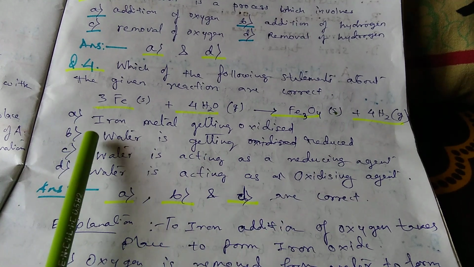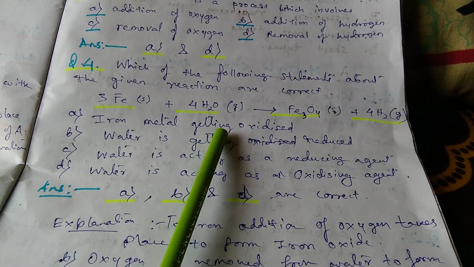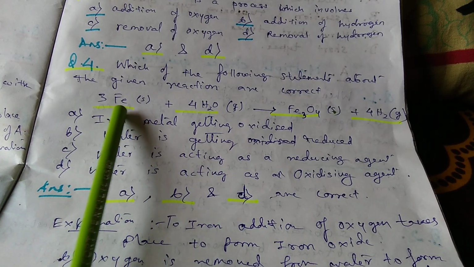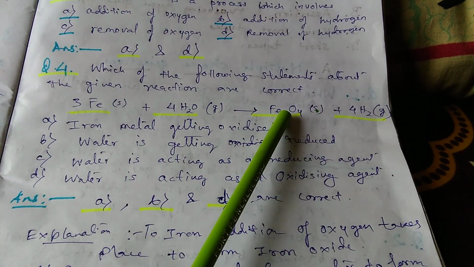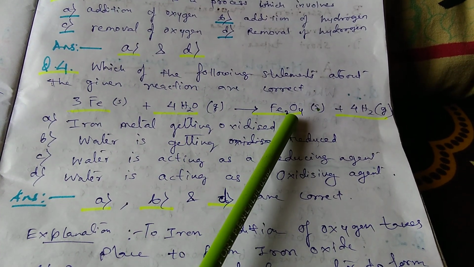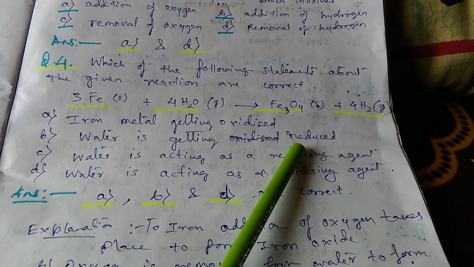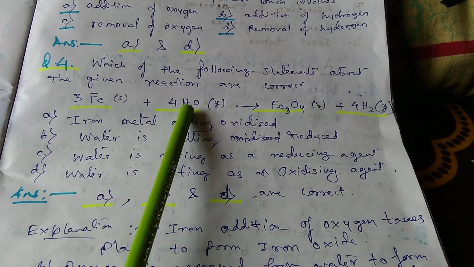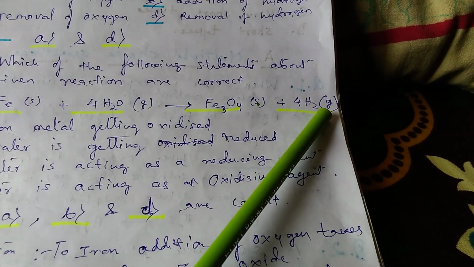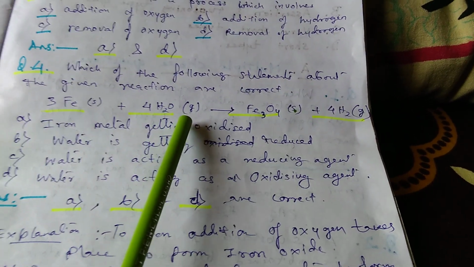Why? Because option A, iron metal getting oxidized, yes, it is correct, because iron is getting oxidized to form iron oxide. That means oxygen is added to iron. B is also correct, water is getting reduced, because water is getting reduced to hydrogen. That means oxygen is removed from water.